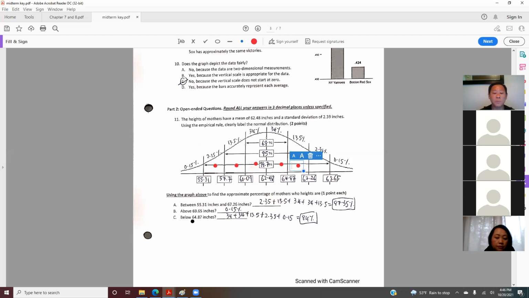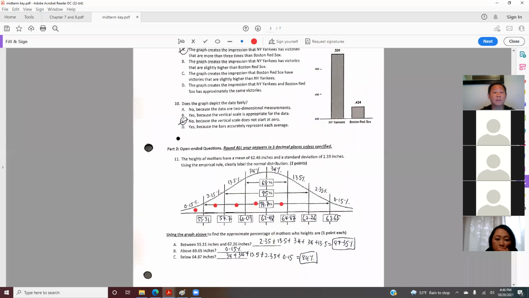And then if you want to do below 64.87, then you have to go below. So 64.87 is this one. So you go below. So you have to include all these 5 numbers. So it's 34 plus 34 plus 13.5 plus 2.35 and plus 0.15. So you get 84 in this case. So this is how we do the question 11 here. Anyone have any questions on this?